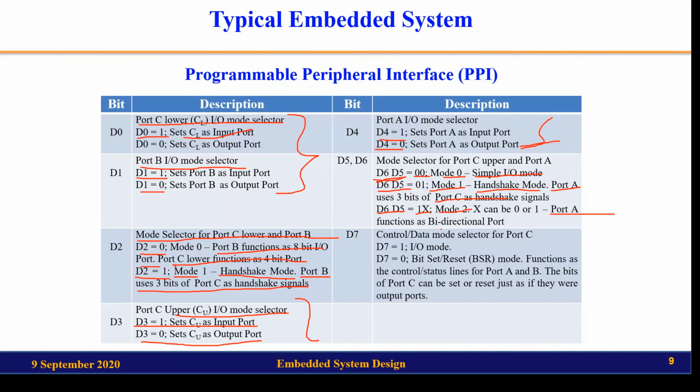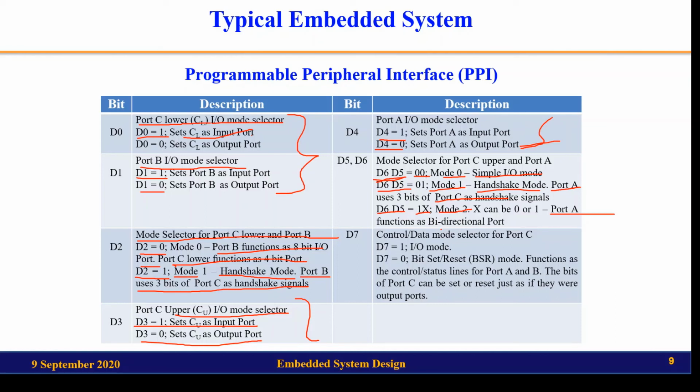But if we have D6, D5 as 1x, that is 1 0 or 1 1, you can use one port as an output as well as the input. So that is about the mode selection for the group CU and A. And D2 is nothing but mode selection for CL and B, that is port C lower and port B.